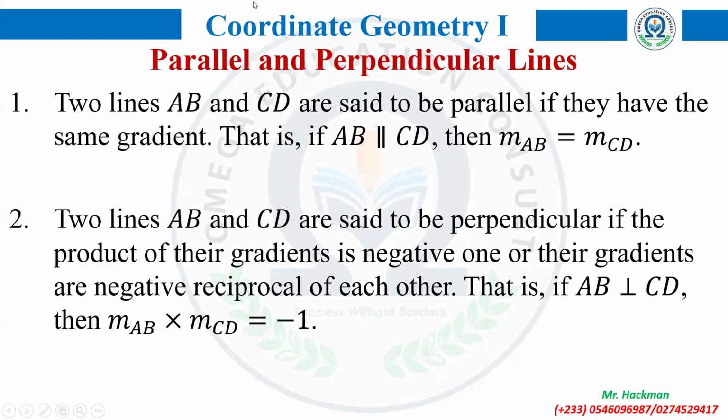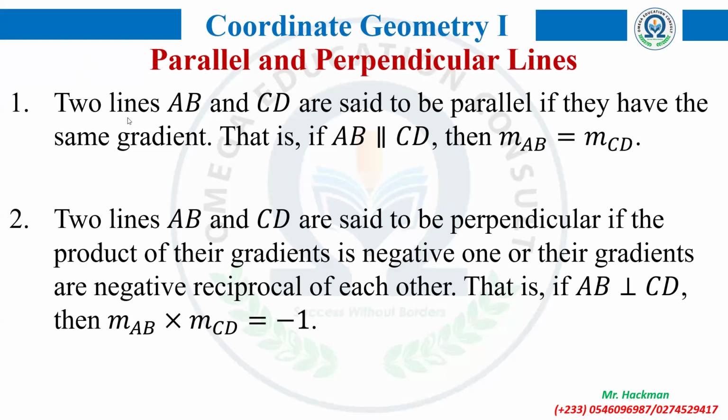Parallel and perpendicular lines. Here again, it is not new to you. It's a concept that we know already in JHS. Then we are going to build on that, especially your presentation here in SHS. So 2 lines AB and CD are said to be, so even if I didn't write lines and I wrote AB and CD, you should know that AB is referring to a line, CD is also a line. So you will still read it as 2 lines AB and CD are said to be parallel if they have the same gradient, and you know this.